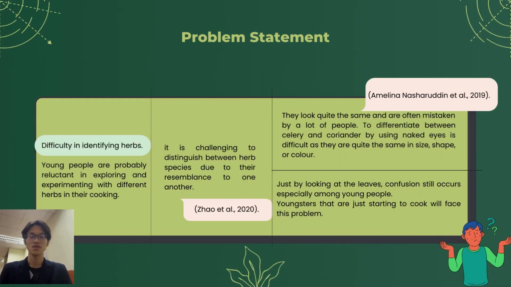Next, the problem statement. Many people have difficulty in identifying herbs, especially young people. Due to this, they are probably reluctant in exploring and experimenting with different herbs in their cooking. Zhao and other authors in 2020 state that it is challenging to distinguish between herb species due to their resemblance to one another. Another study also states that they look quite the same and are often mistaken by a lot of people. To differentiate between celery and coriander by using naked eyes is difficult because they are quite the same in size, shape, and color. Just by looking at the leaves, confusion still occurs among especially young people. Youngsters that are just starting to cook will face this problem.